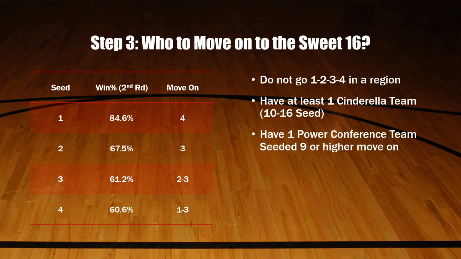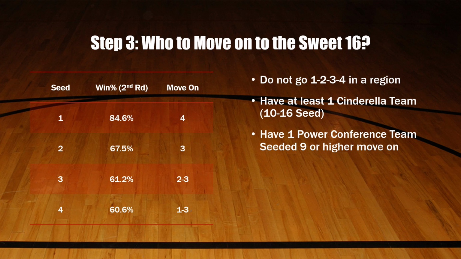Next, who do we move on to the Sweet 16? Let's first start with the graph. Here it shows you just based on past statistical performance how many higher seeds should advance and how many should be eliminated. As you can see from the 1 seed, they win in the second round at an 84.6% clip, which means you move on all 4. The 2 seeds, they win at a 67.5% clip, which translates to only moving on 3 of them.